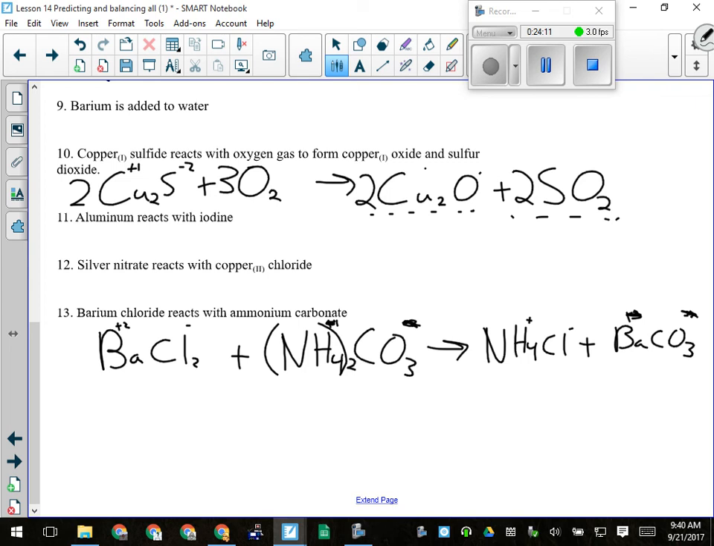Yeah? All right, so now I've got to balance the whole thing. Well, there's 2 chlorines on this side, now there's 2 chlorines on that side, and that gives me 2 ammoniums. There's 2 ammoniums, and now I'm done. Okay, so the trick there is when you have ammonium, you have to realize it behaves as a metal, because it's a positively charged ion.